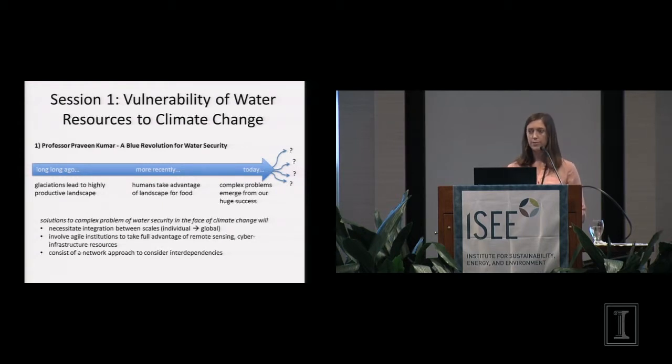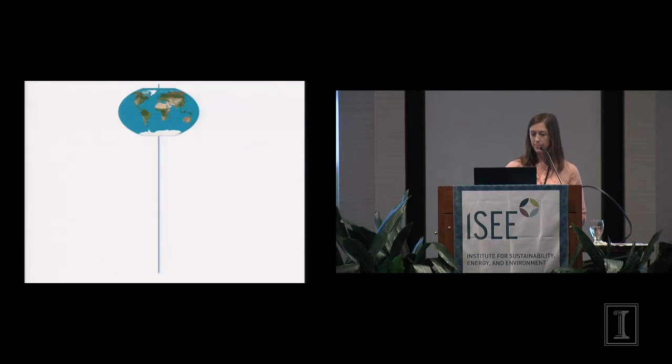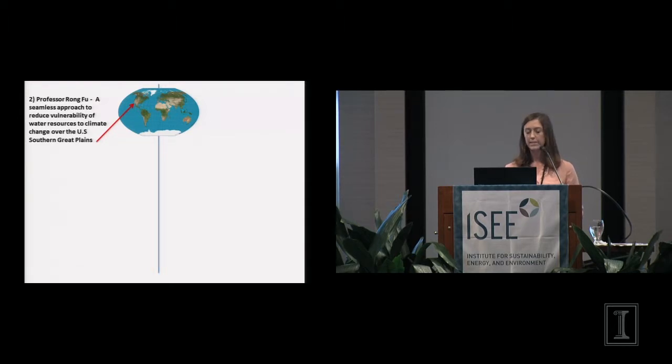Solutions will consist of a network approach to consider interdependencies between different processes and different interacting players. And finally, these solutions will be very place-based because these problems are very site-specific, so their solutions will also be very site-specific. And speaking of place-based, for the next 2 talks, the first one was from Professor Rong Vu from Texas, and she gave a very nice talk about the vulnerability of water resources to climate change over the United States southern Great Plains. The problem in the Great Plains is drought prediction.